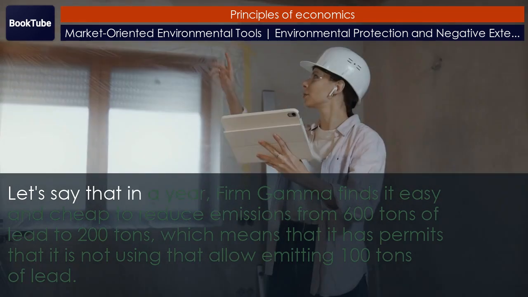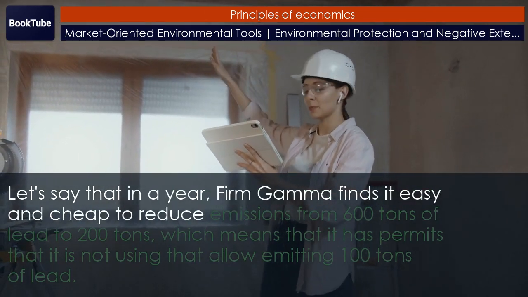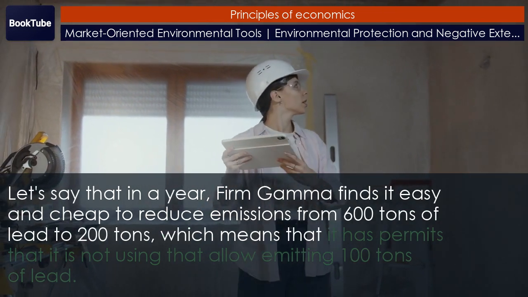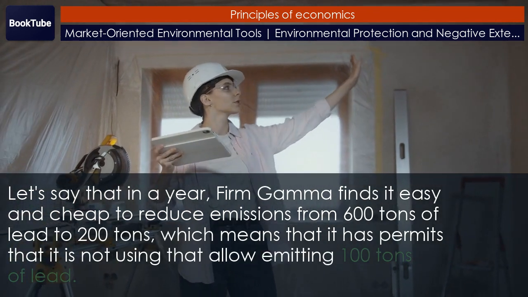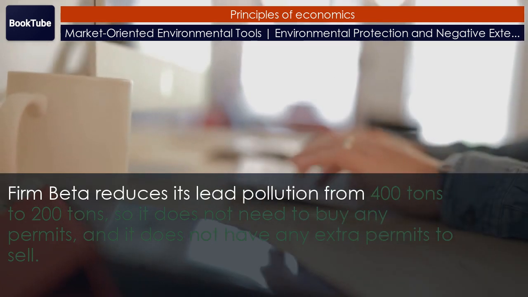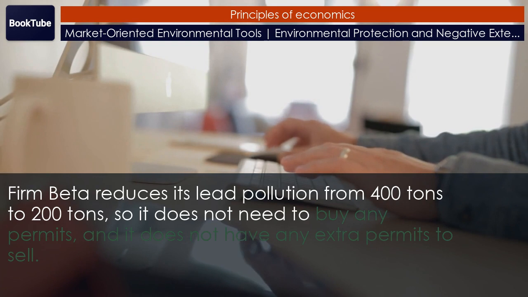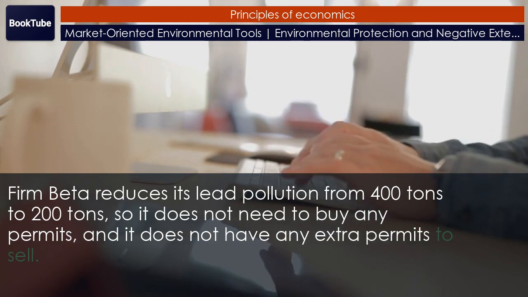Let's say that in a year, firm Gamma finds it easy and cheap to reduce emissions from 600 tons of lead to 200 tons, which means that it has permits that it is not using that allow emitting 100 tons of lead. Firm Beta reduces its lead pollution from 400 tons to 200 tons. So it does not need to buy any permits, and it does not have any extra permits to sell.